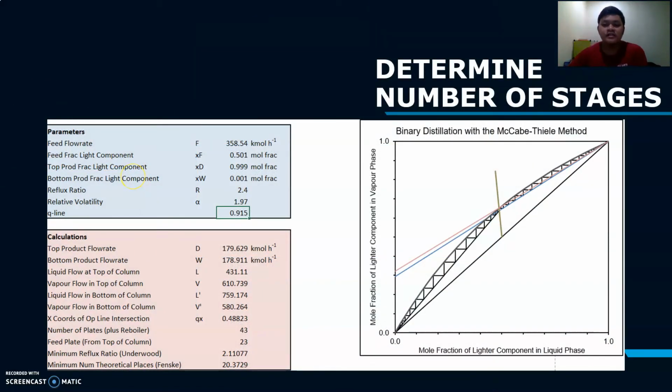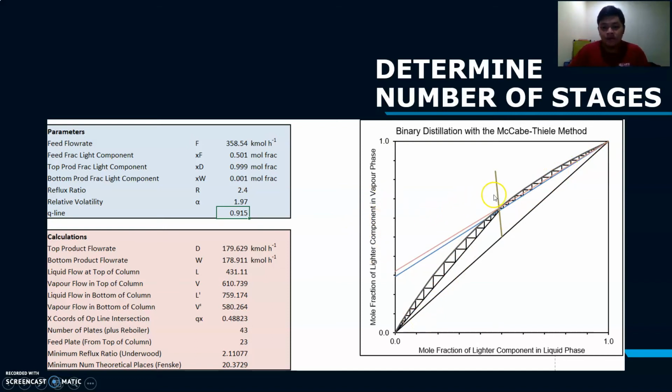Next are the steps to determine the number of stages using the McCabe-Thiele method, shown in this graph. To obtain this graph, firstly we need to plot the equilibrium line, the equilibrium curve, which we can obtain from the equilibrium data using the TXY diagram. Second, we plot the enriching line, the Q line, and also the stripping line. The number of stages is between the equilibrium line and the enriching and stripping lines.